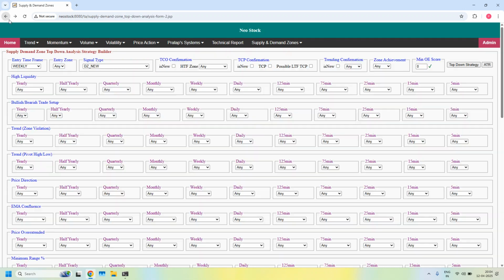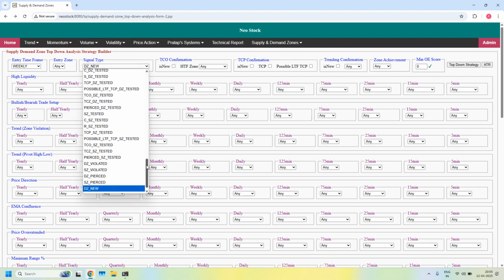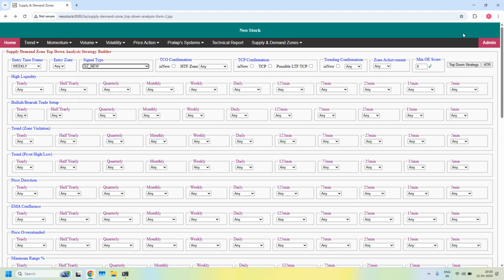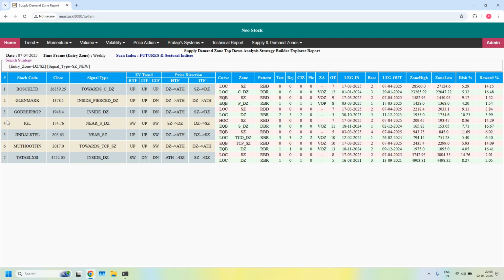Okay, next, weekly time frame. Let us find the stocks having newly created weekly supply zones. These 7 stocks are having newly created weekly supply zones. Look into the timestamp 7.4, not 17.3, 7.4, leg out. All the supply zones created during this week.